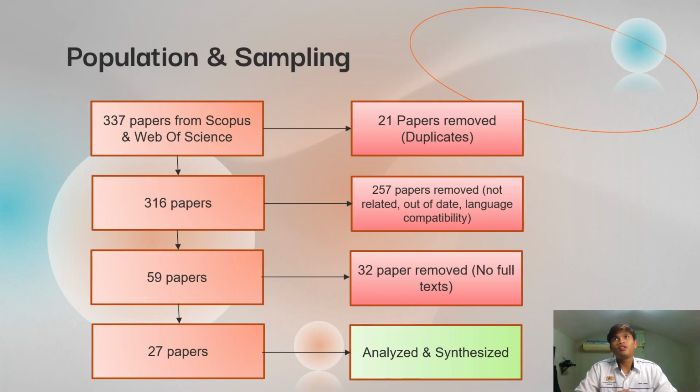We also only take papers from the last 5 years. So now we are in 2023, and we take papers from 2008 until 2022, five years backward, and that left 59 papers. Of those 59 papers, we removed 32 because we have no full text, and left only 27 papers. So these 27 papers were analyzed and synthesized.